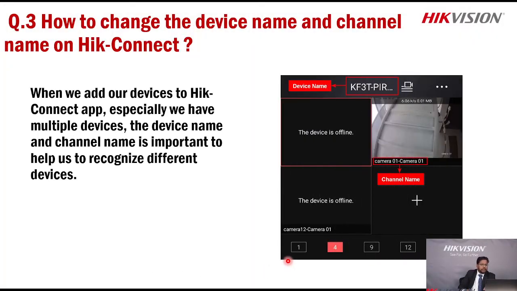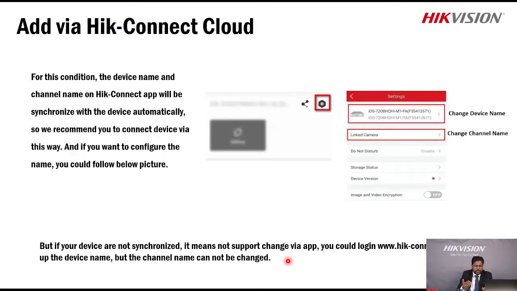Okay. So when we add our devices, जैसे मैंने डिस्कस किया था, when we add these devices on your Hik-Connect app, so the device name and the channel name is important because it recognizes the different devices. So that's why, but we're not able to change that. So what is the reason for that? कब जो है आपका जो डिवाइस का नेम है ये आपका वहाँ पे दिख सकता है, that we first identify.